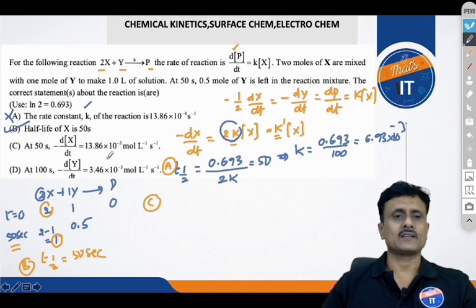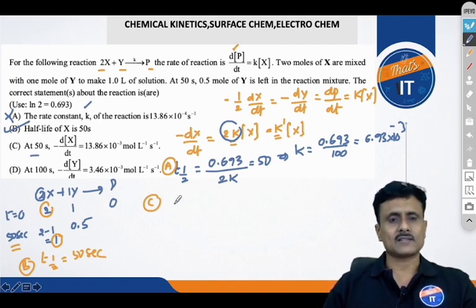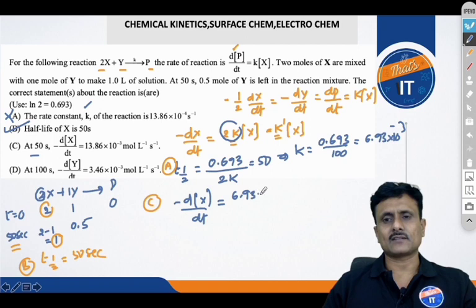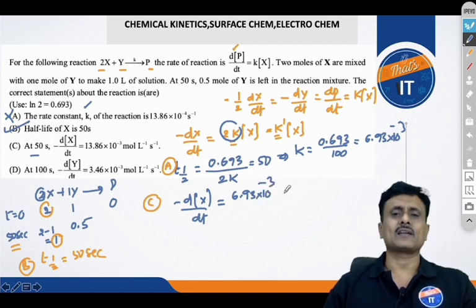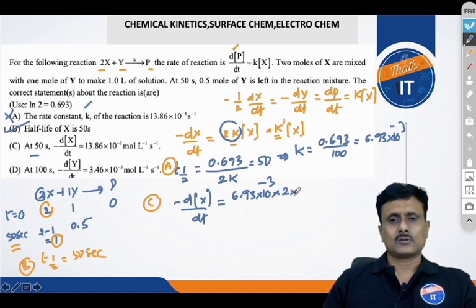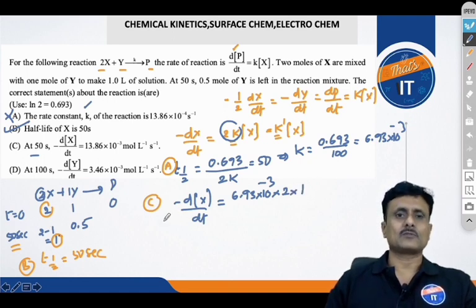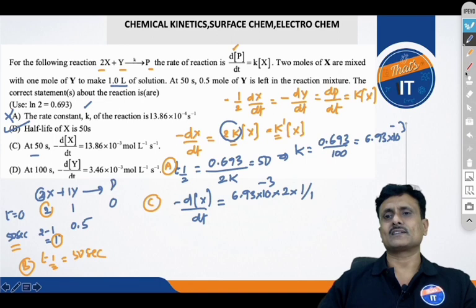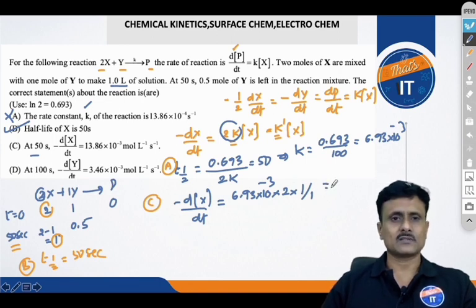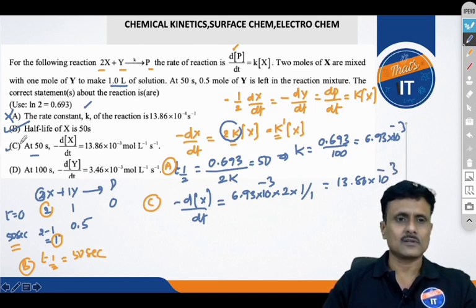At 50 seconds, the minus dX by dt is equal to k, how much we got? 6.93 into 10 power minus 3, alright, into 2 into concentration of X at this point of time is equal to 1, right, isn't it? Because the whole volume of the container is 1 liter. So this value is turning out to be how much? 13.86 into 10 to the power minus 3. So this option is also matching.